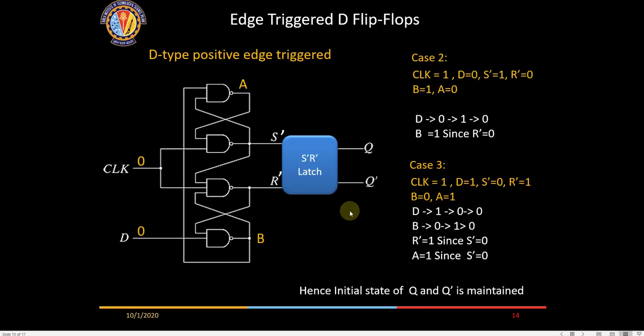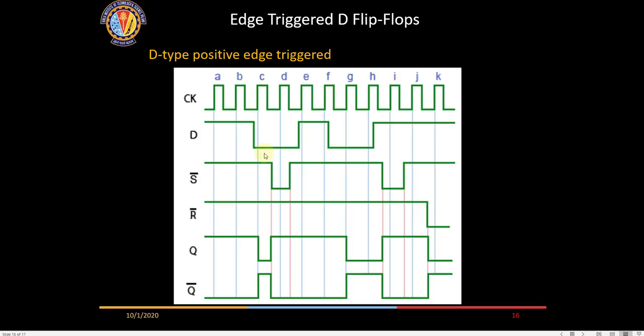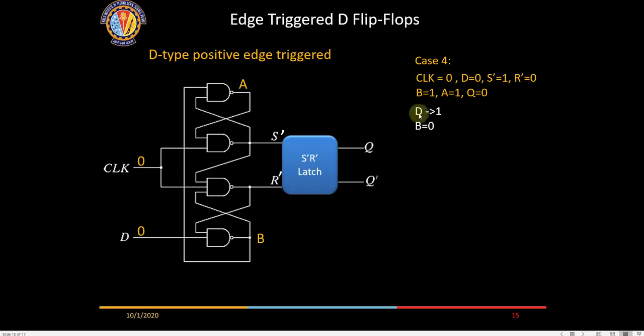If you put an inverter on the clock, it will become a negative edge triggered flip-flop. This one is positive edge triggered. These details are not that important. You just understand the circuit once, how it operates. You don't have to memorize this circuit.